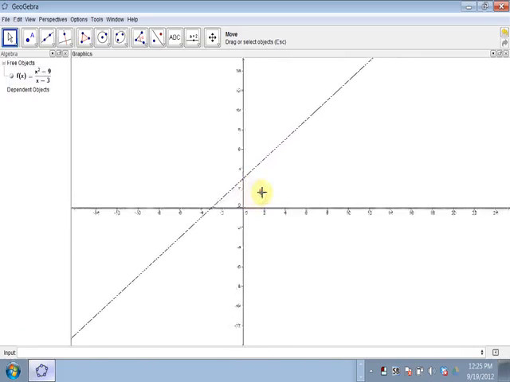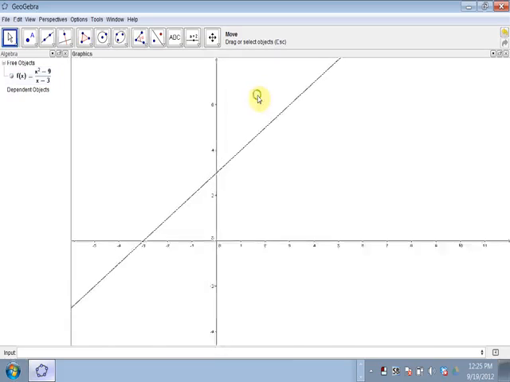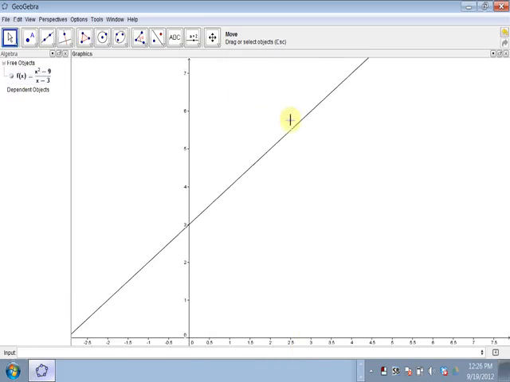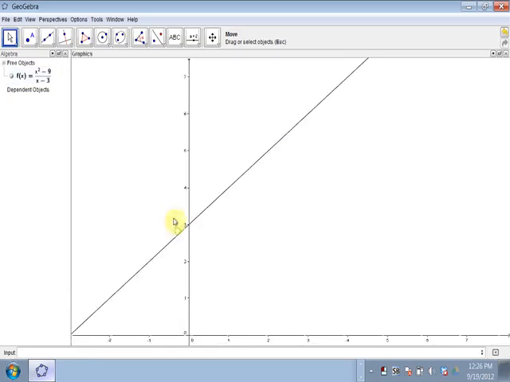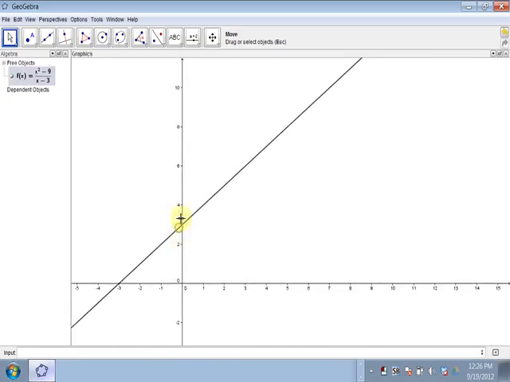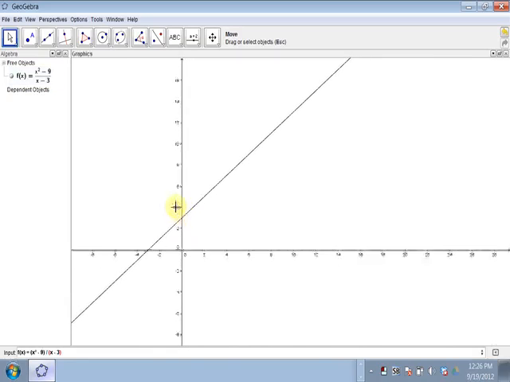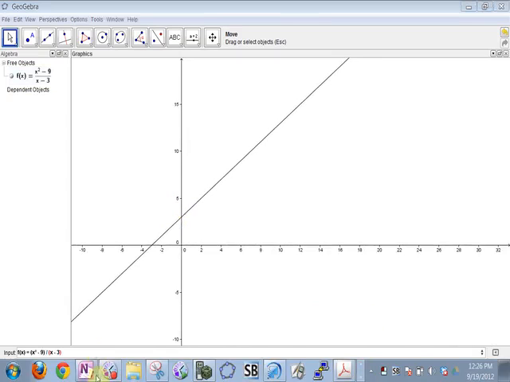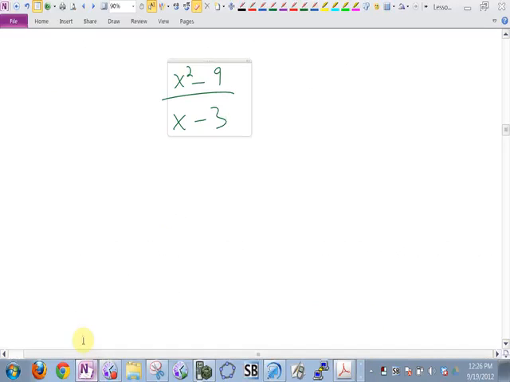Now here's the thing, GeoGebra is not perfect. GeoGebra sure makes it look like there's a point at 3, 6, doesn't it? The reality is it isn't. There's a hole in that graph. So this graph looks like a line, but with a hole in it. So 0 over 0 is still undefined, but it's not necessarily going to be a vertical asymptote.